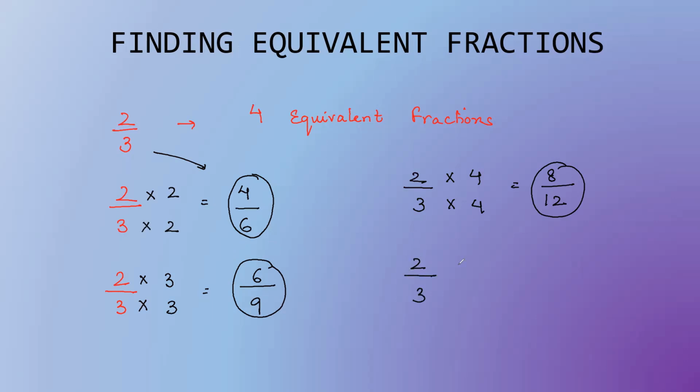Similarly, we can multiply by any other natural number, say 5, and we get 10 by 15 as the fraction. Hence, fractions which are equivalent to 2 by 3 are 4 by 6, 6 by 9, 8 by 12, and 10 by 15. So this is how we find equivalent fractions to a given particular fraction. Now I hope with this video, what equivalent fractions are is clear, and also how to find equivalent fractions is clear.